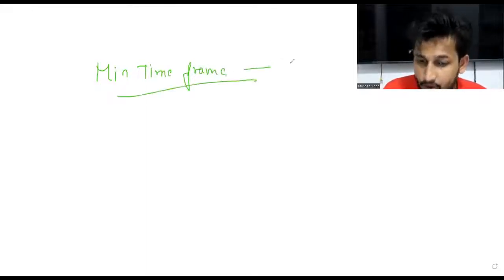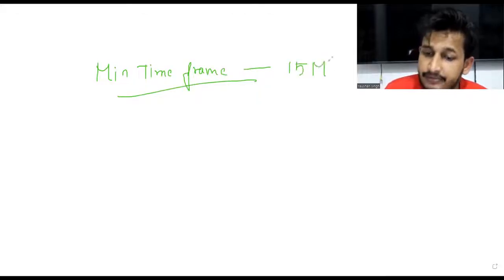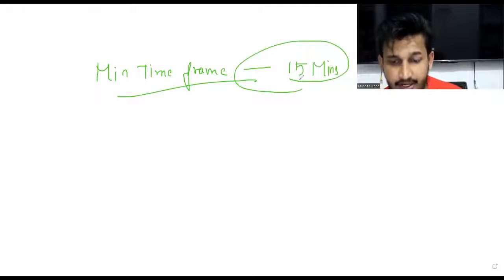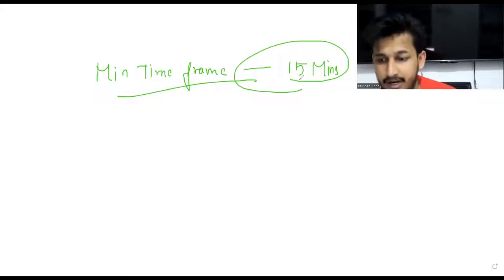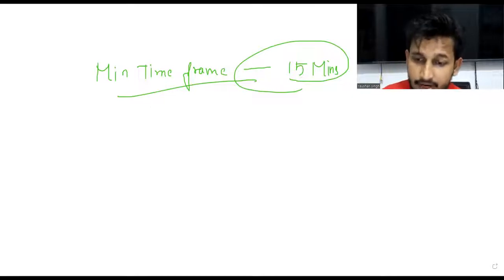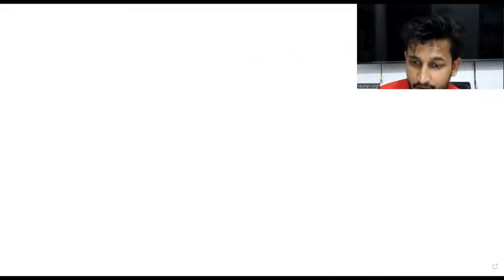The minimum time frame which we take to draw the trend lines is 15 minutes for intraday. We can go for 1 hour as well, 4 hours as well, but minimum should be 15. Generally I prefer to draw in 1 hour if I'm doing intraday. I'll be teaching you very soon how we analyze a stock before trading. So let's understand how we draw the trend lines.